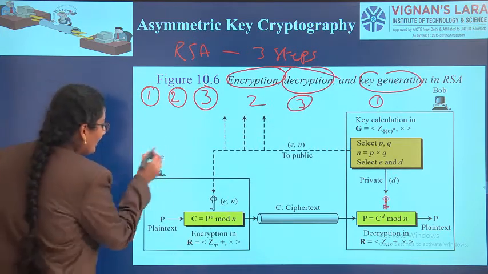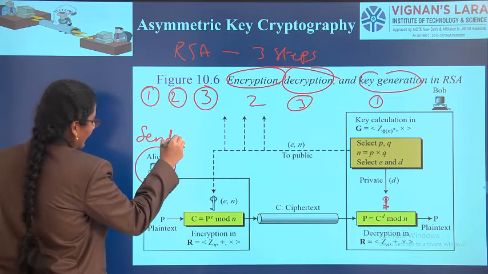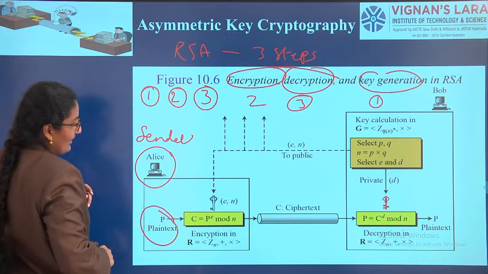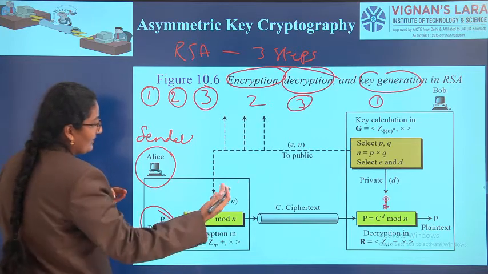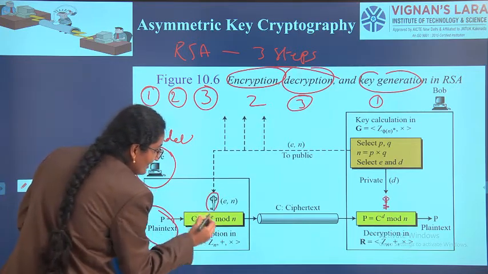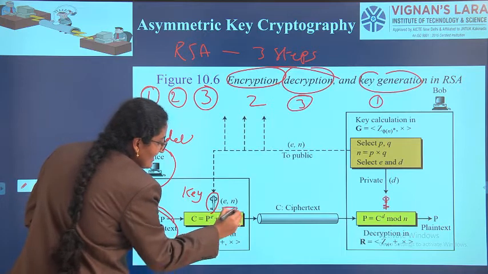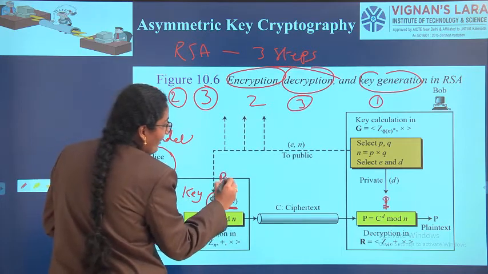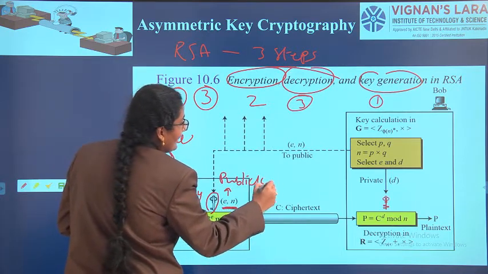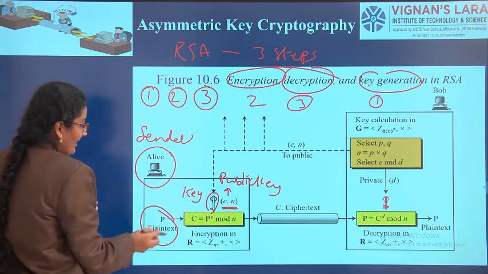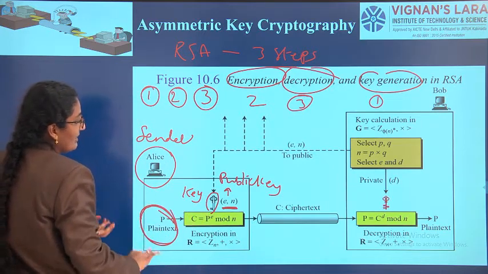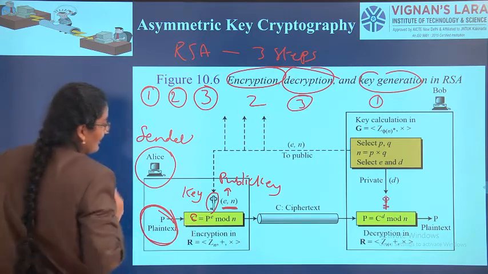So let us take Ellis as the sender. He has the plain text P. Now he wants to convert this plain text into ciphertext with the help of a key. You can see the key here. That key is E comma N. Obviously E comma N means public key. This plain text should be encrypted into ciphertext C.